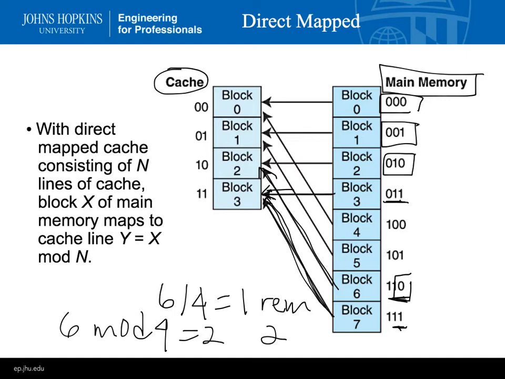So as you might already be able to see, if I know what block I want, I know where to look for it, but there's several different choices that could be. So that's where our hits and misses come from. Here is if we get to this block and it's not the right one, because here could be block 3 or block 7.